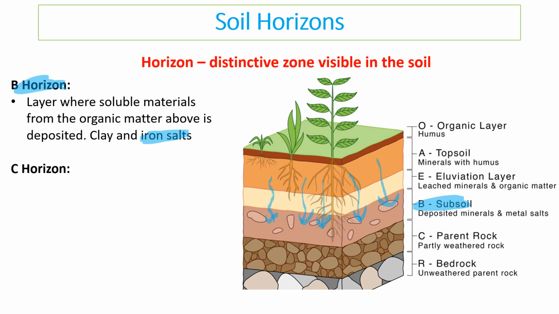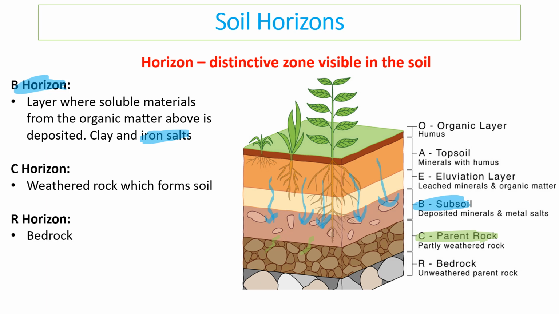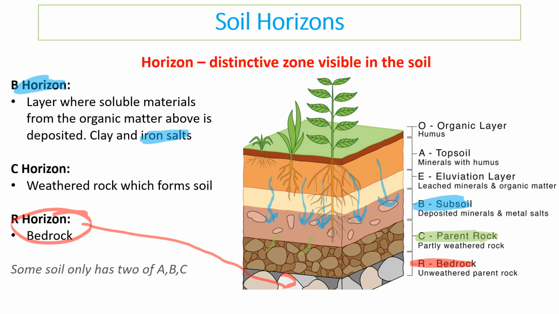We then have the C layer, which is called the parent rock layer, which is partially weathered at this point, okay, and over time it is weathered, which is what is forming the bits of soil as a result. And then we have the last one, the R horizon, which is what we call the bedrock, so that is unweathered parent rock right at the bottom here, which is holding the ecosystem in place. Some soils don't have all A, B and C. They might have two of them depending on the conditions, and in some areas we can't actually dig down to level C because C is too deep down.